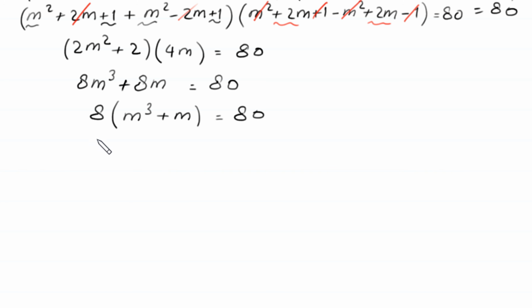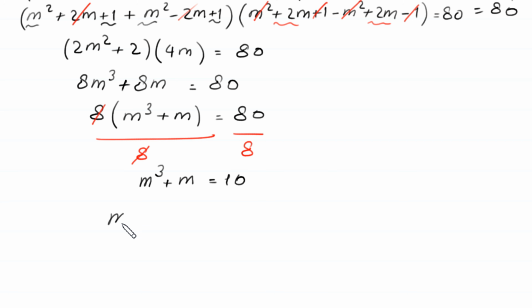Now from here we divide both sides of this equation by 8. At right side we divide by 8. So this 8 will be cancelled out with this 8, and at left side we are left with m cubed plus m is equal to 80 divided by 8, 10.